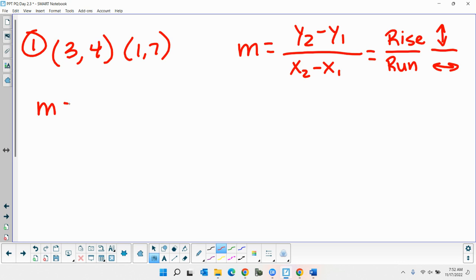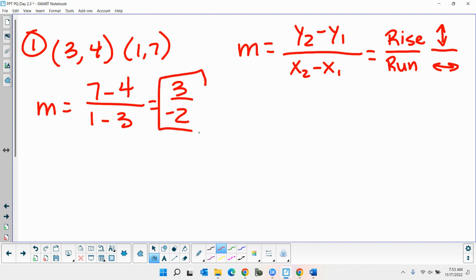Okay? So y2 is 7 minus y1, 4. x2 is 1 minus x1, 3. That's a 3 over negative 2. You can leave it like that, or you can just put negative 3 halves if you want a negative out front. Okay? One of them has to be negative. The 3, the 2, or out front.